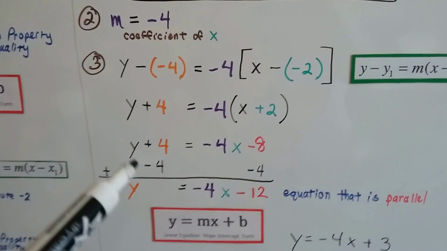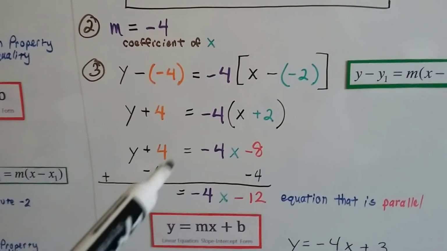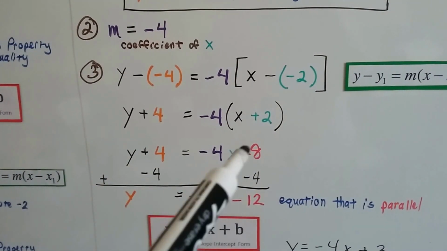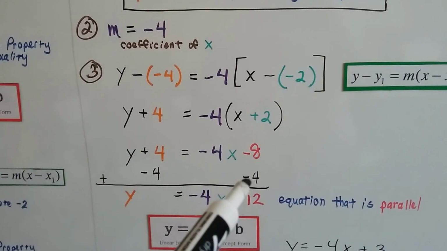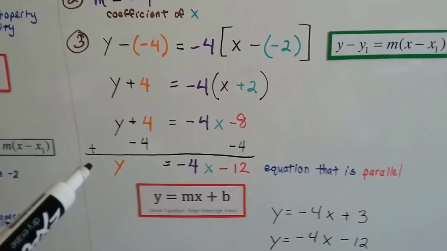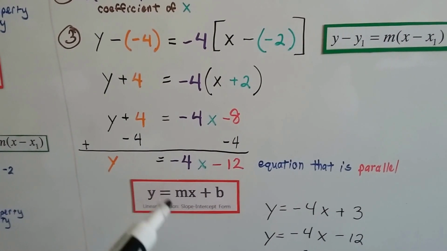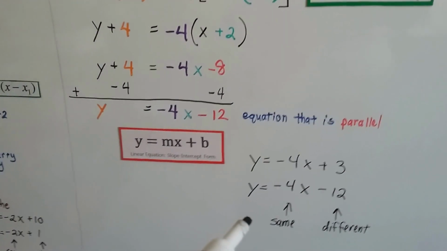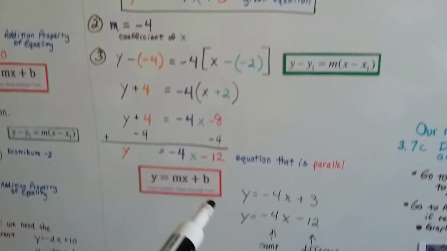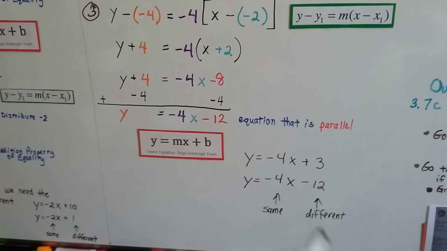Now, to isolate the y, we can add a -4 to each side of the equation. It eliminates this positive 4 right here. And -8 plus a -4 is a -12. And our new equation that's parallel is y equals -4x minus 12. That's in slope-intercept form. And when we compare the first one, the given one, we had -4x plus 3, to this one, we can see that they have the same slope and different y-intercept b.